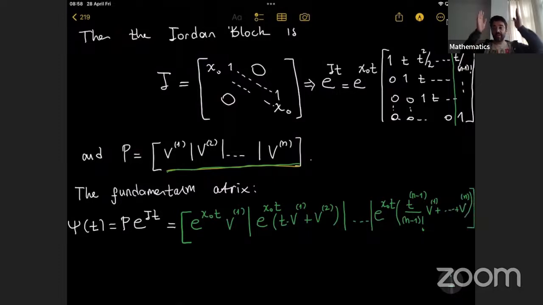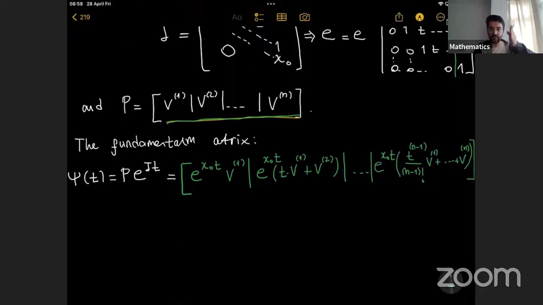So we have columns, and remember, the first entries of the columns will give you the solution of the original nth order differential equation. Değil mi? Yani bunlarda bir sürü kolon var. Bu kolonların ilk entry'leri n'inci dereceden denklemin çözümlerini verecek.